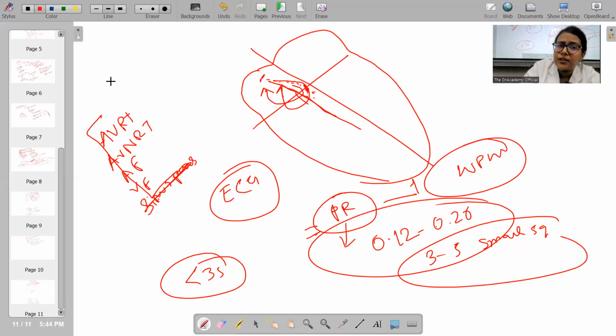Another characteristic finding is the delta wave. What is the delta wave? This is P, this is Q, and this is sloping. See, this is the sloping. And now this is the T wave. So in the QRS complex, there will be an upward sloping. This is known as the delta wave.